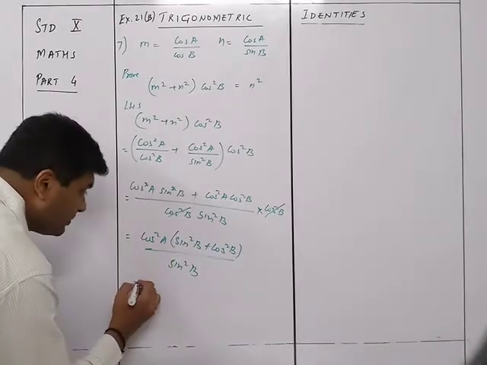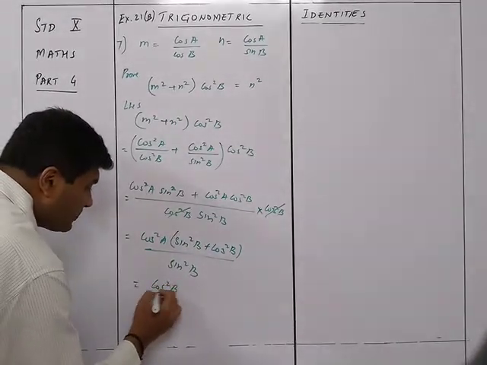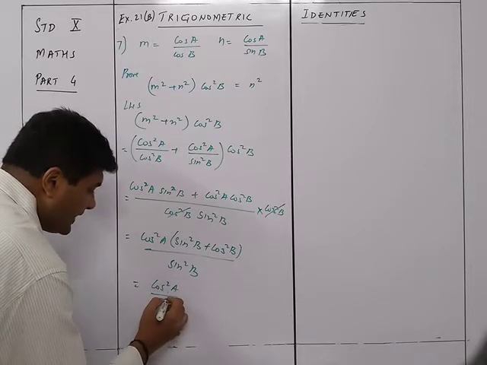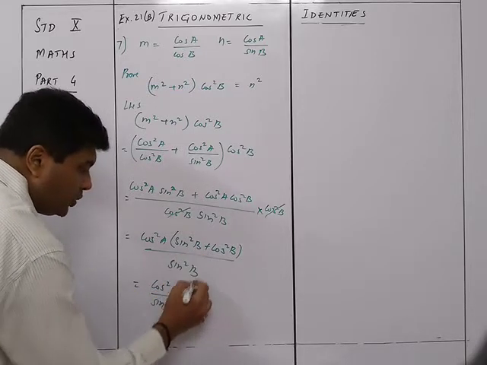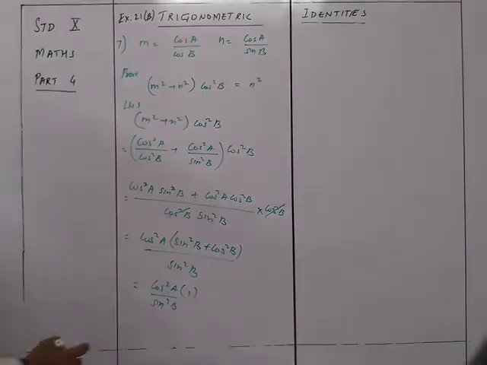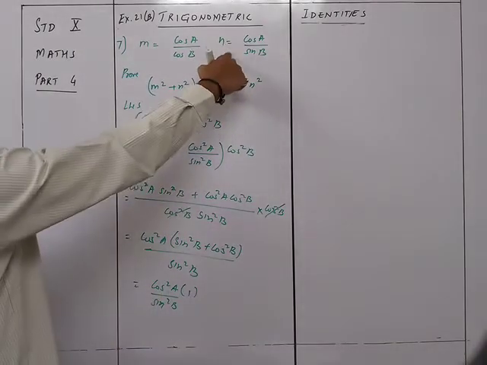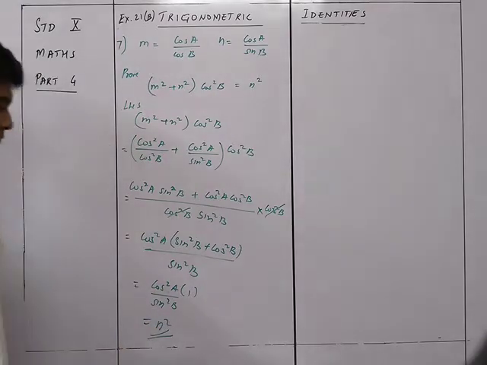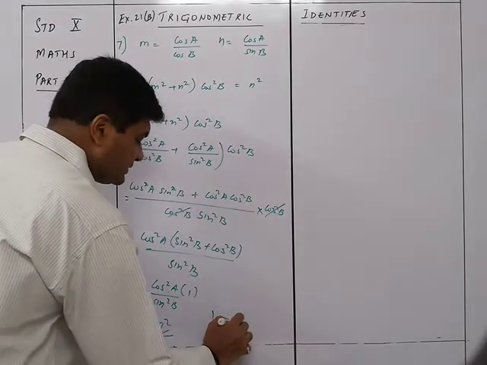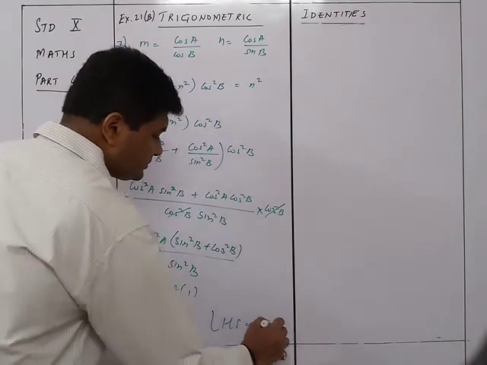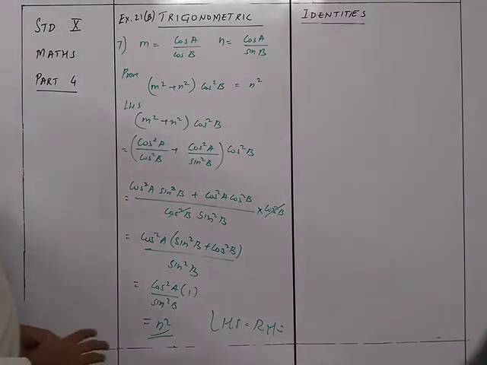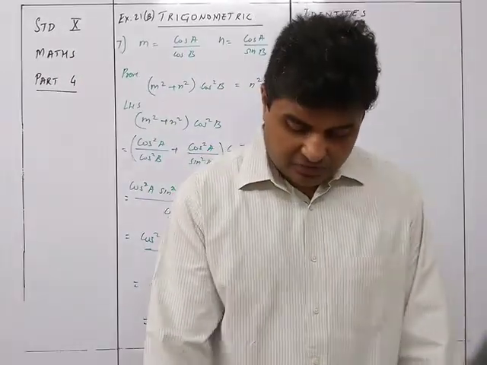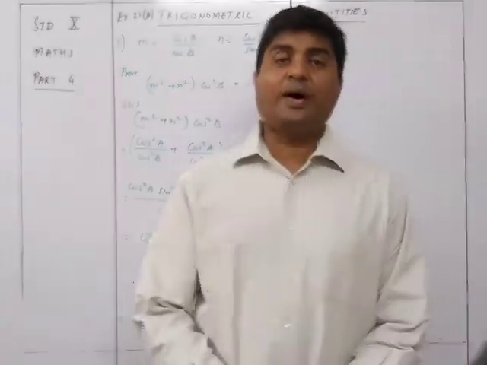So automatically this gives me cos square A upon sin square B into 1. Now cos A upon sin B is N, so that is nothing but N square. So LHS is equal to RHS. That was sum number 7, and this gives you the end of exercise 21B.